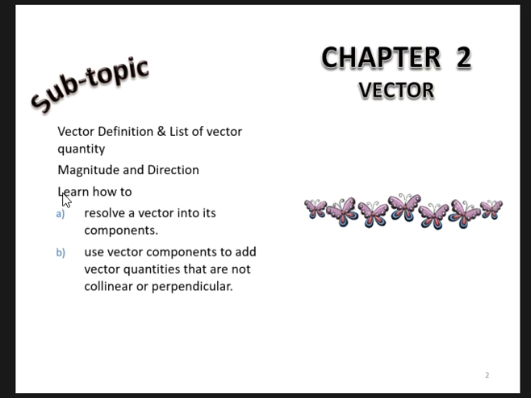Okay. So the first thing you want to learn is how to resolve a vector into each component. Bila kata components ni, dia ada dua components, kita tengok dalam keadaan dua dimensi, iaitu x dan y. Okay, horizontal and vertical components. So next, B, use the vector components to add the vector quantities that are not collinear or perpendicular. So this one untuk kita nak tengok resultant vectors, untuk vectors yang tak linear.